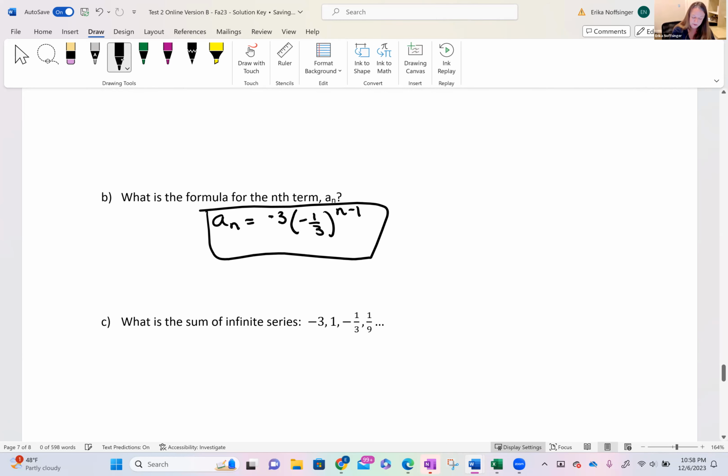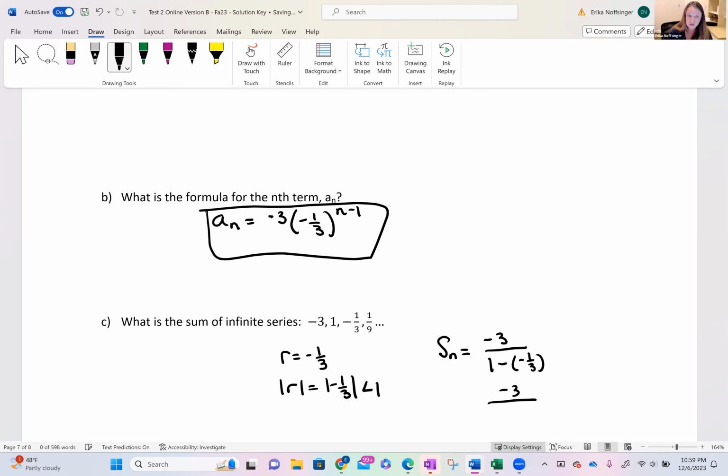What is the sum of this? Well, our r value is -1/3. The absolute value of r, the absolute value of -1/3, is less than 1. And so therefore, this is convergent, which means if I summed all of these terms, it's going to equal a number. And that number is the first term, which is -3, all over 1 minus r, which is -1/3.